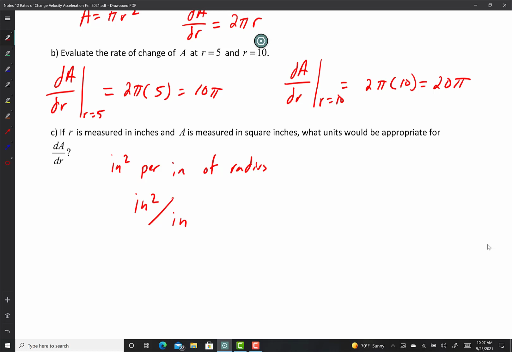So if the radius increases. So in just plain English, it's square inches per inch of radius. So in units, square inches per inch. Do not cancel. Cool? Cool.